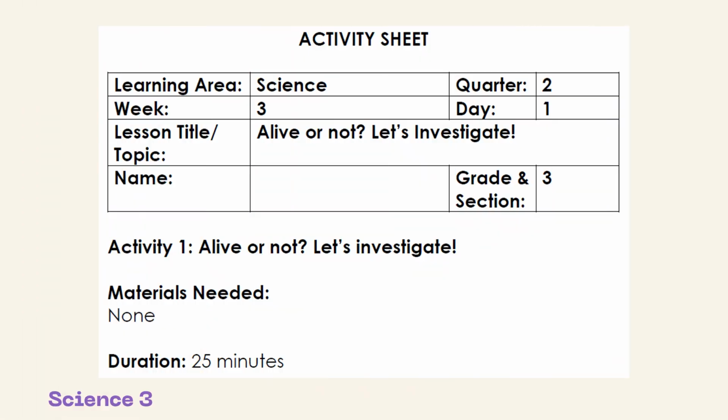Now for the activity sheet, we have here Activity number 1 for Week 3, Day 1, Quarter 2. The lesson is titled Is It Alive or Not? Let's investigate. The materials needed are none, and the duration of the activity is 25 minutes.